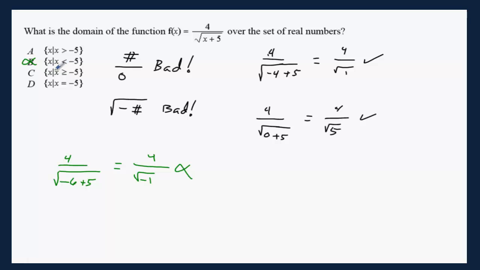Choice C: x such that x is greater than or equal to negative 5. A and C are very similar, but the only difference is that in choice C, negative 5 is included. Let's try negative 5 here. 4 over the square root of negative 5 plus 5 is 4 over the square root of 0. Be careful here: the square root of 0 is 0, so that's a number over 0, and that's another bad situation. It can't work.